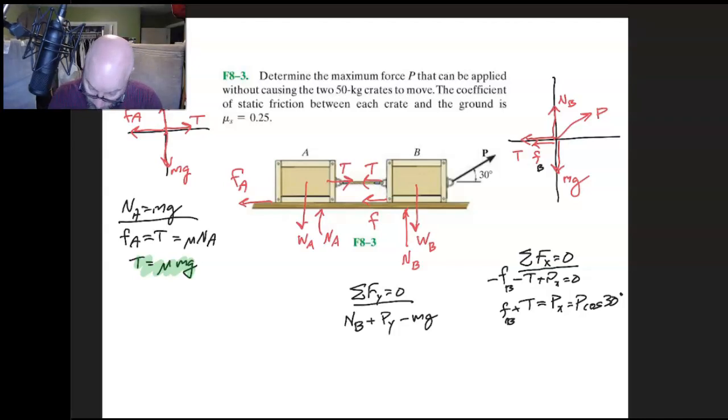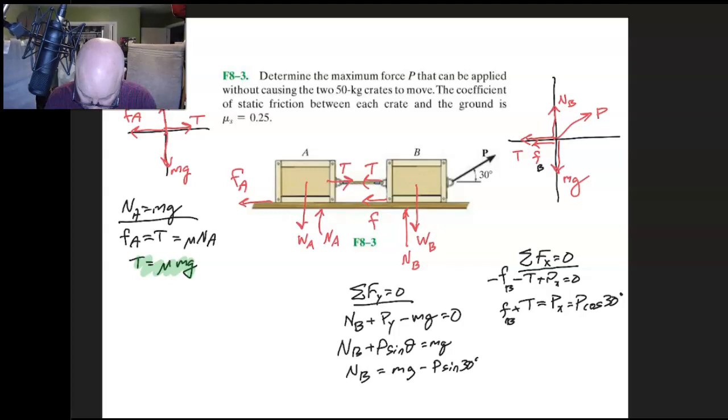So in B, Py minus mg is equal to 0. And so we're going to have NB plus P sine theta is mg. Now if we solve that for NB here, NB is going to be mg minus P sine 30 degrees.